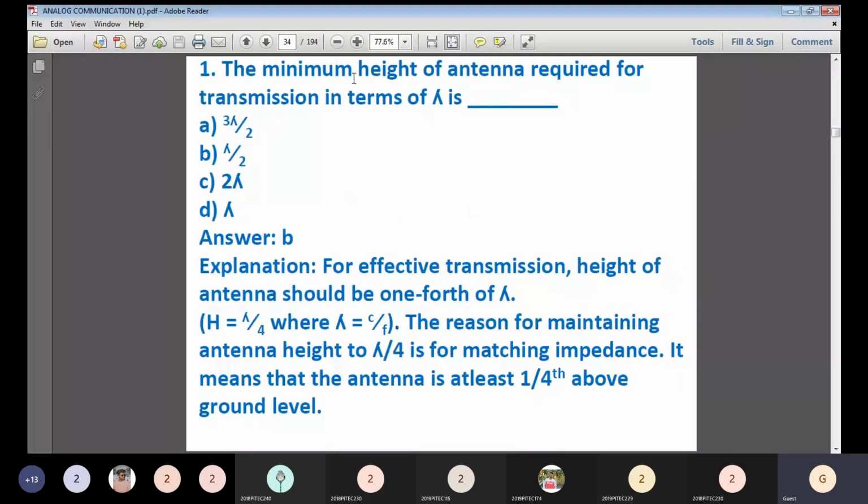The minimum height of antenna required for transmission in terms of lambda is what? Here the problem is this one. The minimum antenna height: two answers are available for this, lambda by 2 or lambda by 4. You can choose any answer. The minimum height of antenna required for transmission.